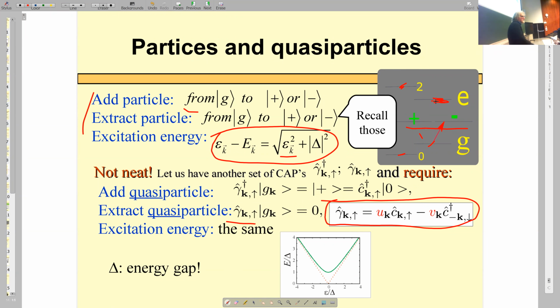Excitation energy is the same here, plotted. Here we plot this excitation energy. So it costs at least delta to add a particle into a superconductor, which looks very much like what? Also conductor, but where do we have an energy gap? Precisely. It looks like the spectrum of a semiconductor.